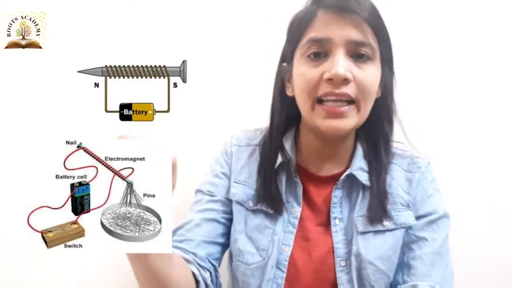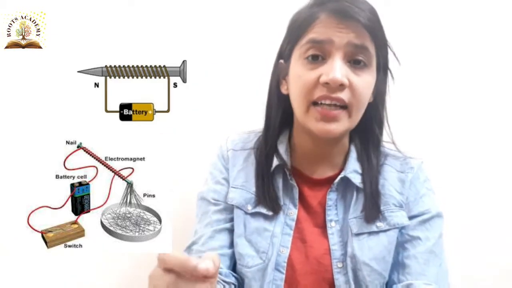Like if you take a nail, and coil that nail with insulated copper wire, and then connect that copper wire with a battery and switch on the battery, what will happen? The current will flow. Once the current starts flowing, that nail will start behaving like a magnet.